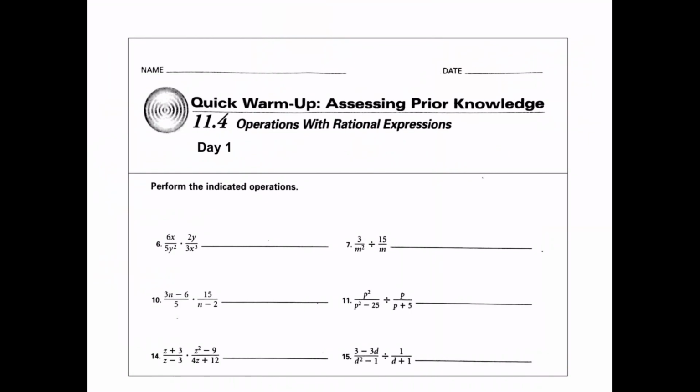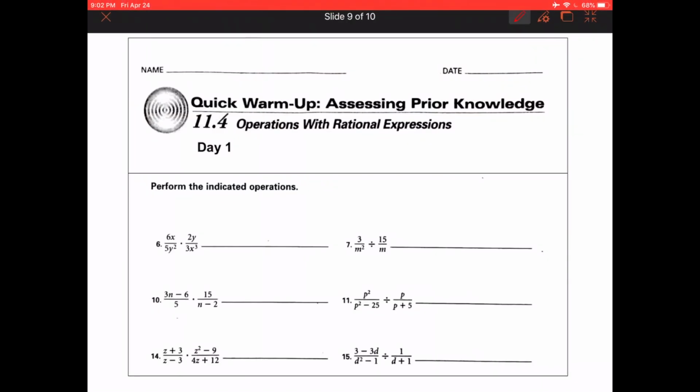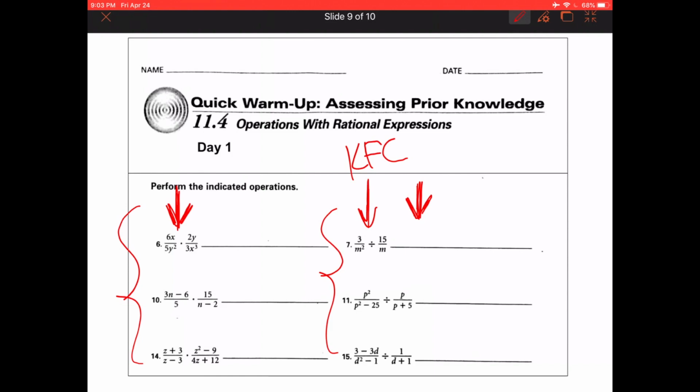So this is what your homework will look like. Notice, like I said, only 6 questions: 6, 7, 10, 11, 14, and 15. We are only doing multiplication and division. So you have 3 multiplication problems here on the left, 3 division problems here on the right. Don't forget to follow your steps. Factor everything, cross everything out. For these division problems, make sure you do KFC first.